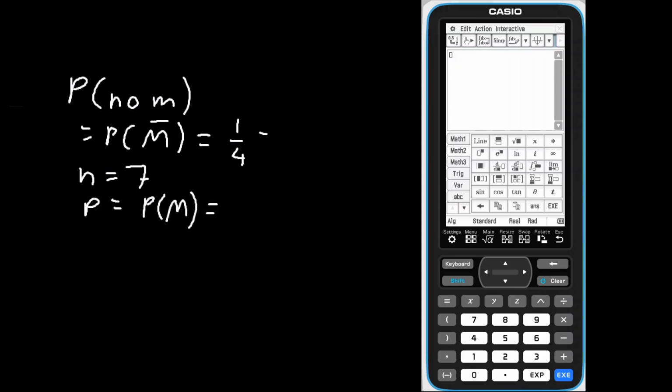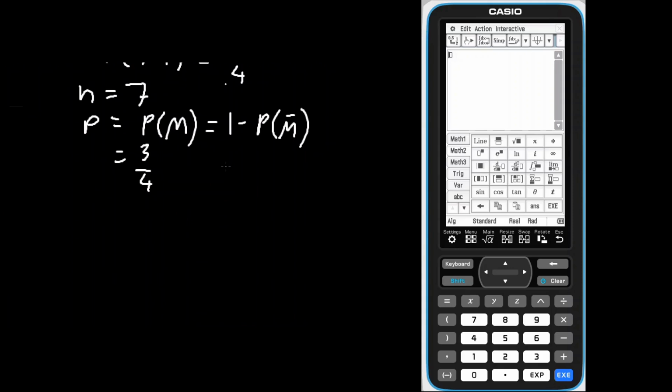All right, and now you might have seen this equation before: 1 minus the opposite. So that's just saying that we're given it's a quarter chance that there's no muffins. But if we find the opposite of that, that's 1 minus a quarter, and that would be equal to 3/4. Now this is a binomial problem. So we can say it's binomial and there's 7 shots and they're each 3/4.